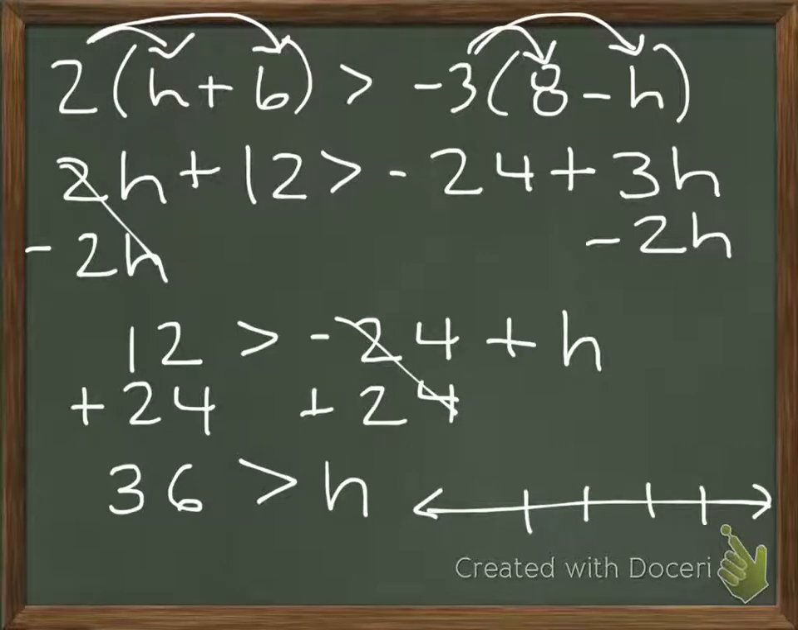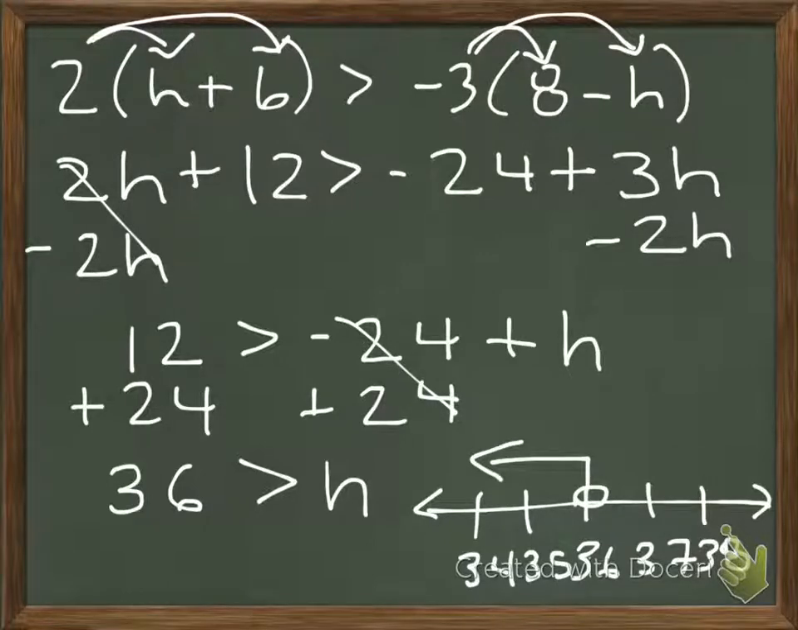So if I'm going to graph this, I have an open circle at 36 because it's just going to be less than the numbers, and reading from the variable, h is less than 36, so we're going to go to the left.